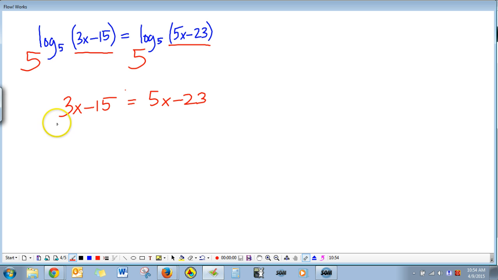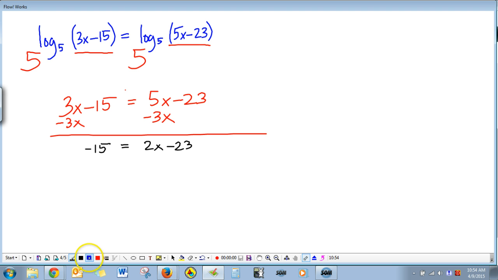Okay, so let's solve for x. Subtract 3x from both sides. We get negative 15 equals 2x minus 23. Then we're going to add 23 to both sides. And we get 8 equals 2x. Okay, so divide by 2 and we get x equals 4.